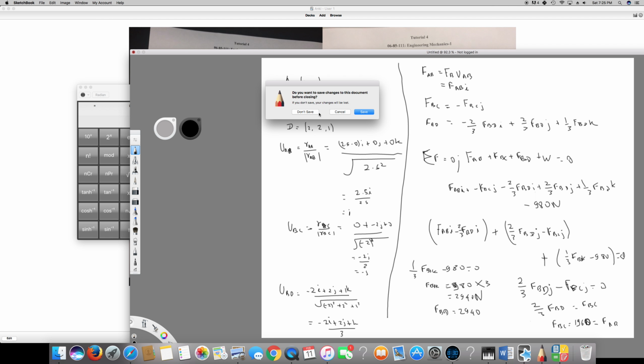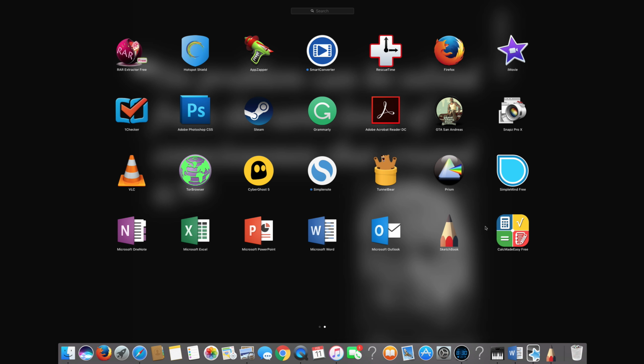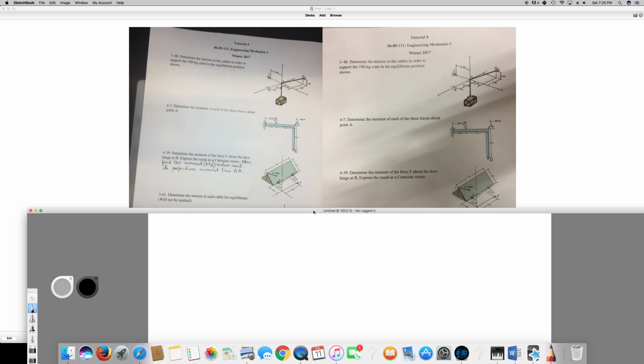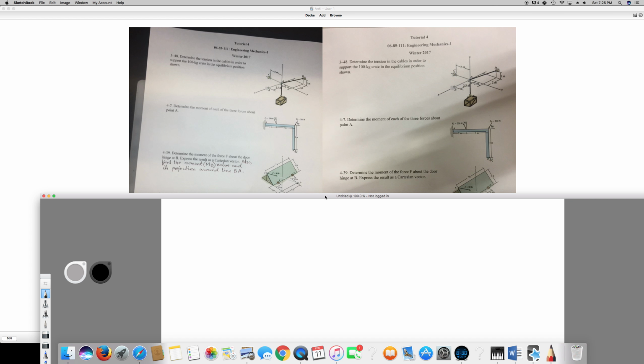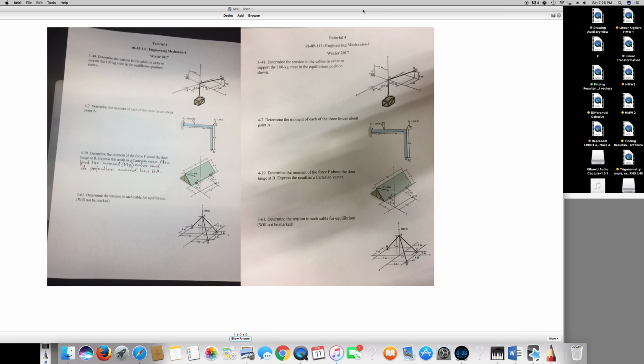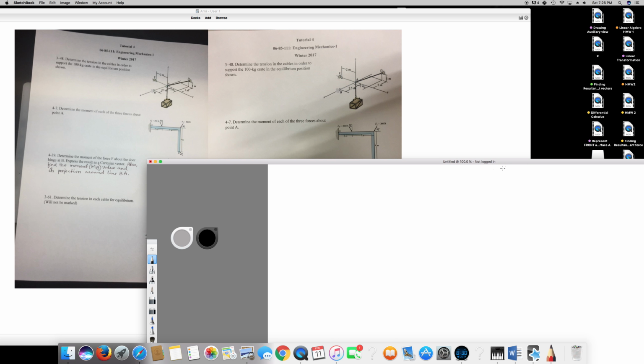So let's do the second question. The second question is asking, determine the moment of each of the three forces about the point A. So from this point A, I have to calculate all of the moments. So we have three forces right here. F1. F1 is equal to 250 Newton, and the distance is 250.